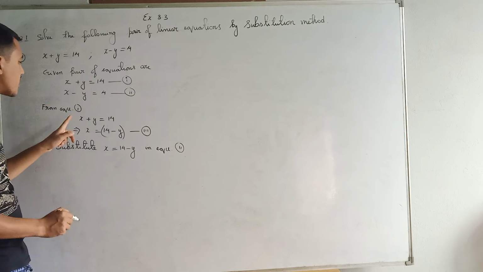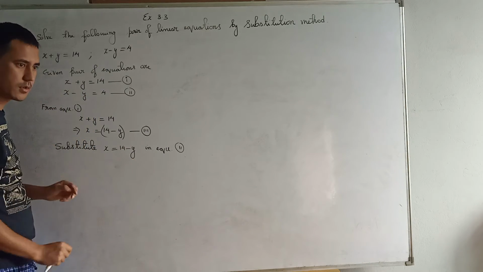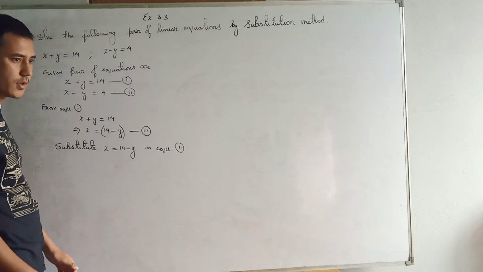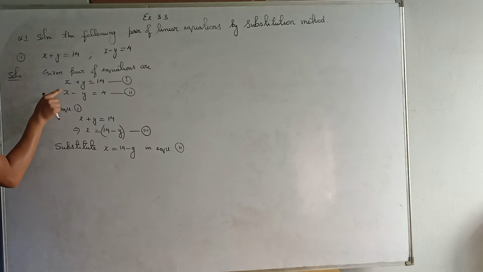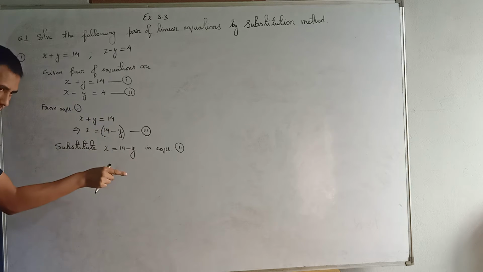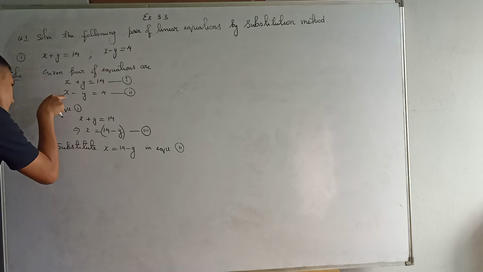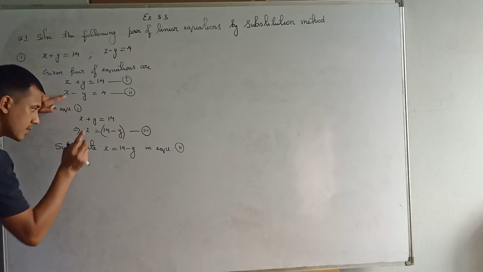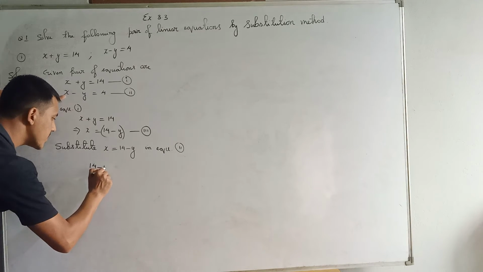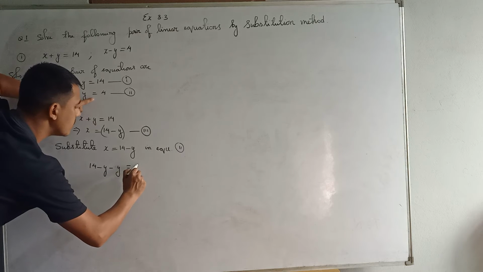Equation 2, wherever you see x, you write 14 minus y. So equation 2 starts with x, and your x is 14 minus y. You have another minus y is equal to 4.